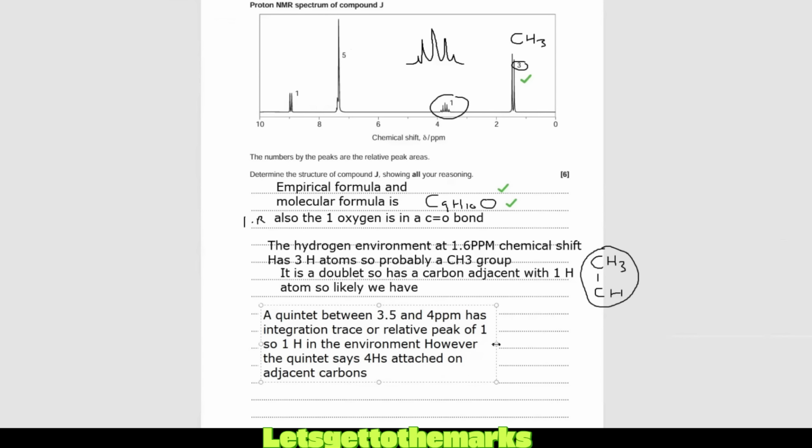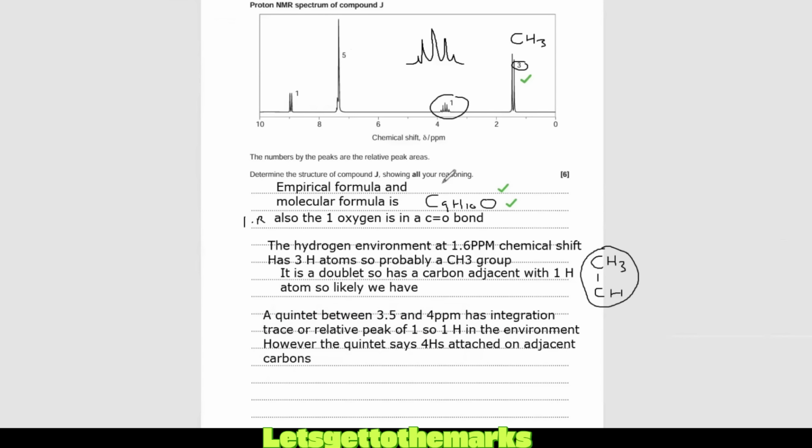So on adjacent carbons, remember you do the N plus 1 rule, or the minus 1 rule, whatever it is. So quintet tells you there's 4 hydrogens attached on adjacent carbons. Now, 4 hydrogens cannot be on 1 carbon. So it means that it's probably this CH I'm circling here, and it's telling us that it's got that methyl group, but then another CH attached on the other side. We don't know the other bonds attached to that carbon yet, or even the middle carbon. So we're going to work on that next.